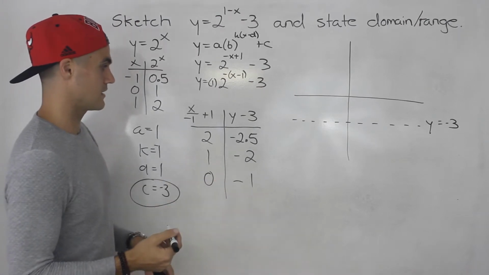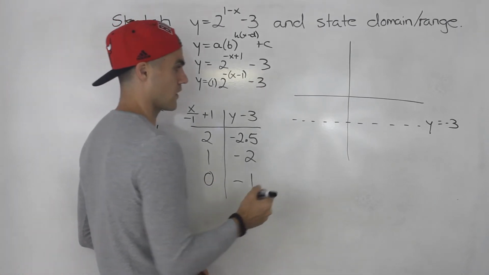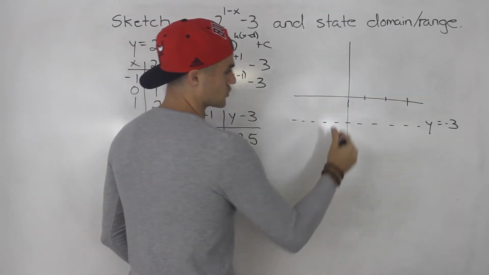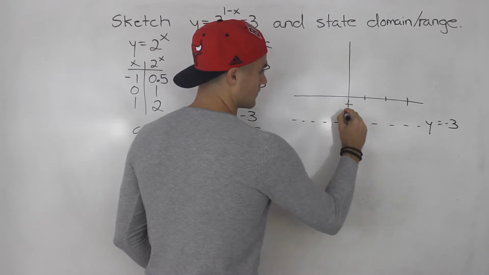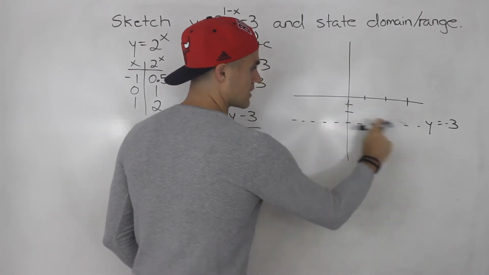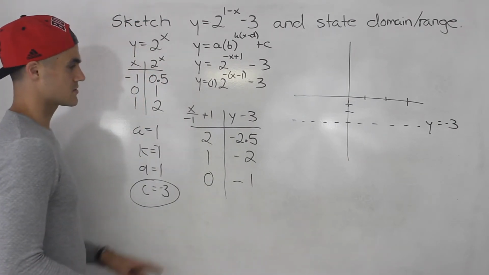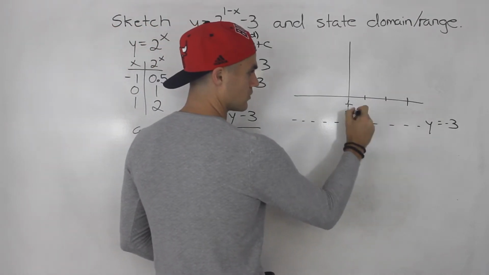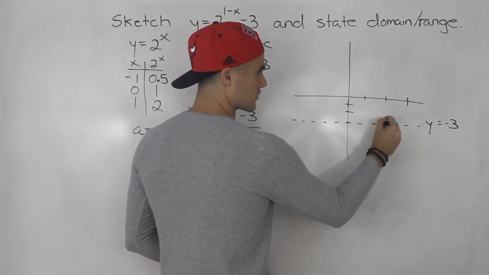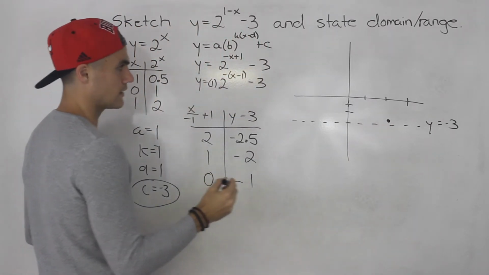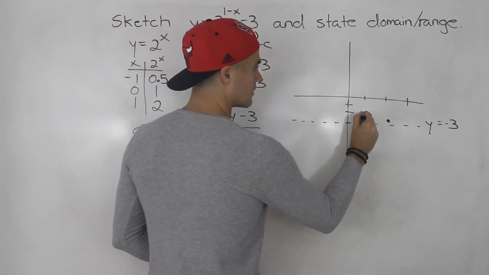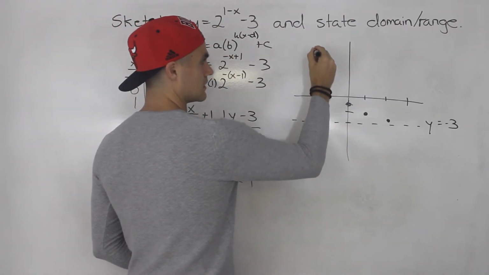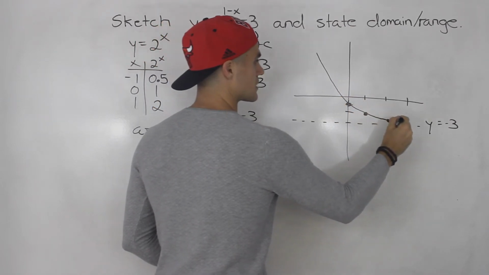So 2 and -2.5, that would be where? Let's write out 1, 2, 3. And then let's draw a scale for the y-axis as well. So 1, 2, and then 3 is the horizontal asymptote. So let's plot these. 2 and -2.5, that's somewhere there. Then we'll have 1 and -2, so that would be here. Then we'll have 0 and -1 over here. Basically, this function is looking something like this.